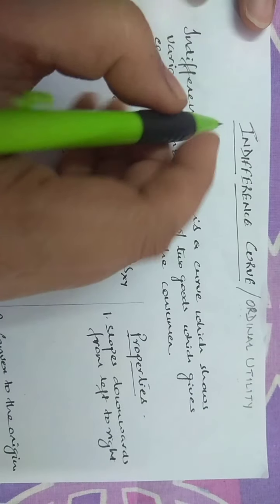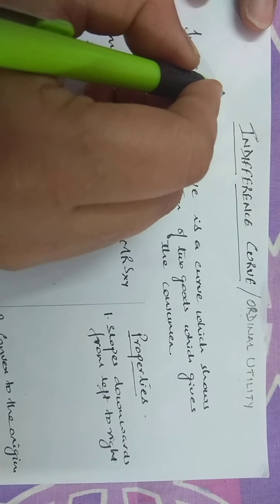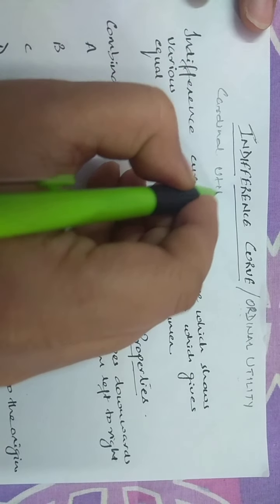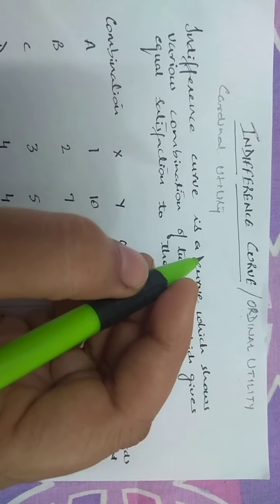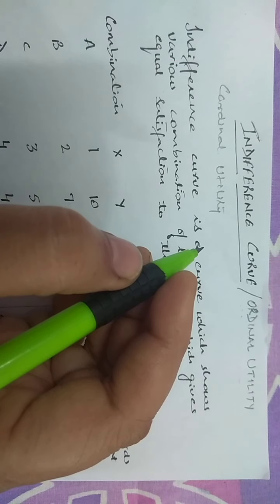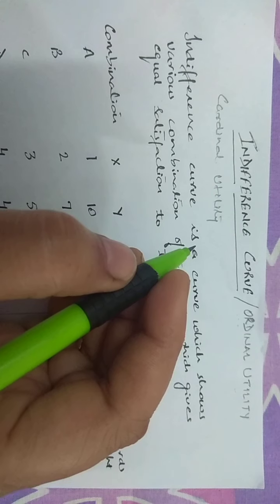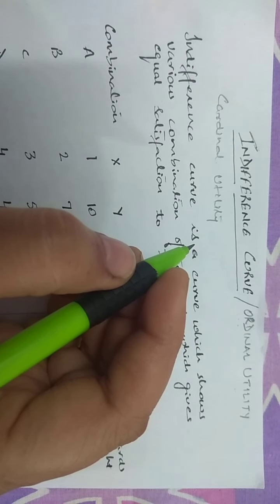Now first let us have a recap of what cardinal utility is. Cardinal utility means that we can measure the utility in numbers. We can express it in numbers. That means a particular unit is giving us a satisfaction of a certain number of units.